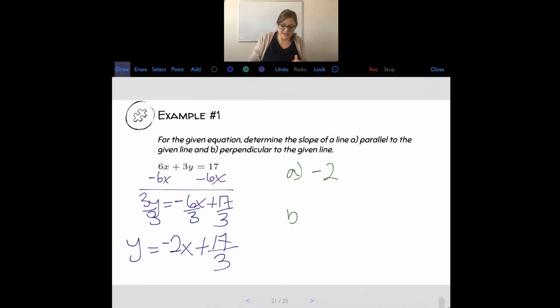For a line that's perpendicular, we change the sign. So we're working with -2. We change the sign, and then we interchange the numerator and denominator. So the final answer here would be 1/2.